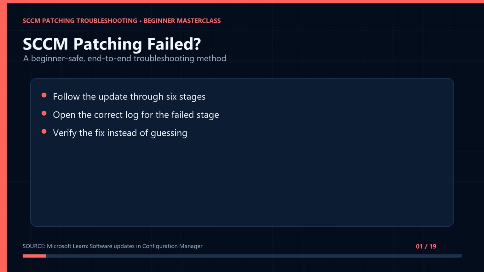Service Window Manager.log lists applicable windows and their start and end times. Configuration Manager compares an update's maximum runtime with the time remaining. If the maximum runtime is greater than the available time, installation is postponed until a later window. Microsoft also notes that after an update starts, it can continue beyond the end of the window.